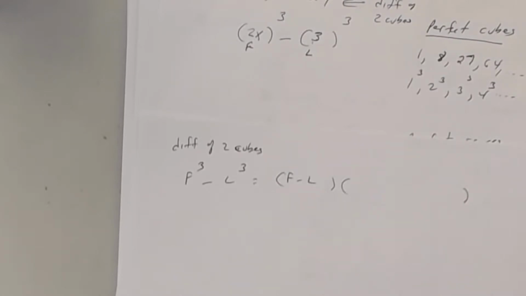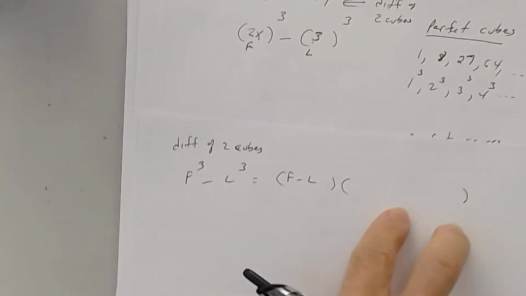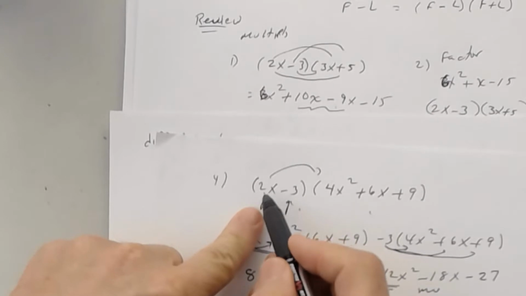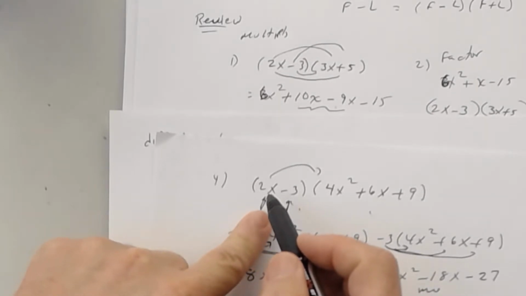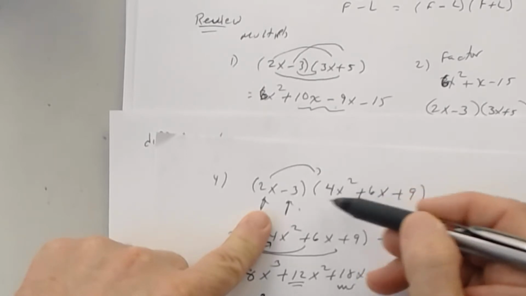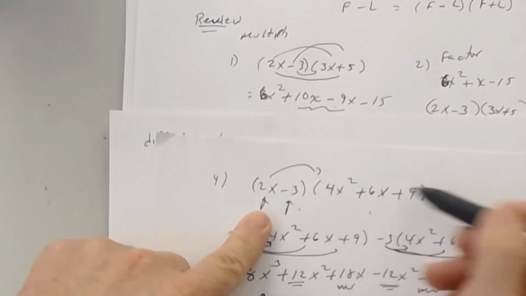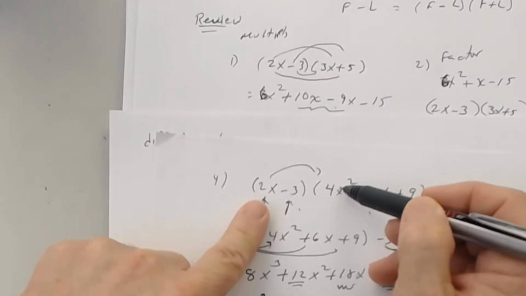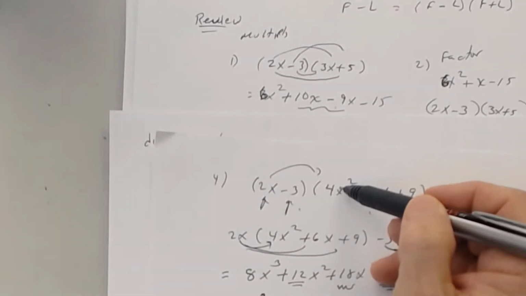Now let's talk about the trinomial. The trinomial has how many terms? 3. So let's go back to number 4 right here. Now remember, my F here was 2x, right? Notice what I'm circling right here. I'm circling the first term of my trinomial. F was 2x. If I take 2x and multiply by itself, meaning 2x times 2x, what do I get? 4x squared.